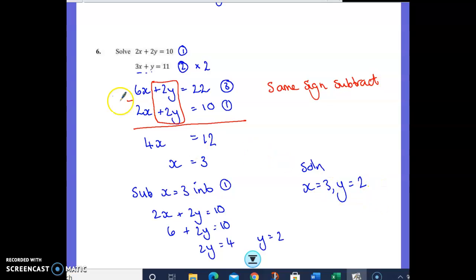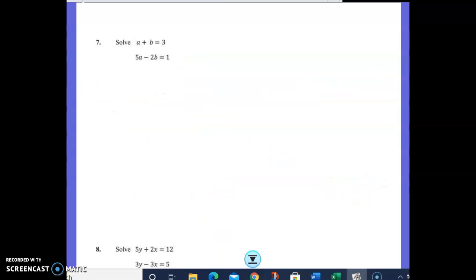Okay, let's try the next one. a plus b equals 3, 5a minus 2b equals 1. So there's 1, there's 2. What we're going to do is times equation 1 by 2. So I've got a 2b and a 2b.